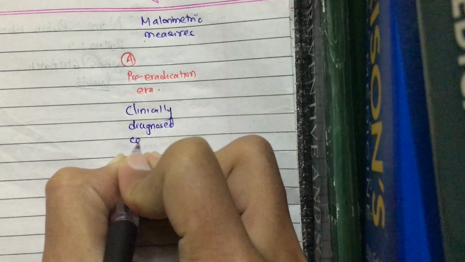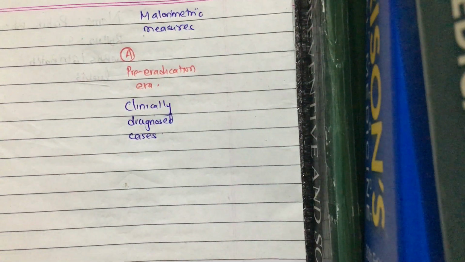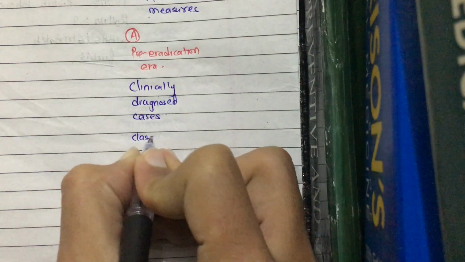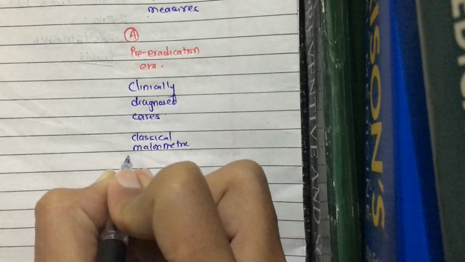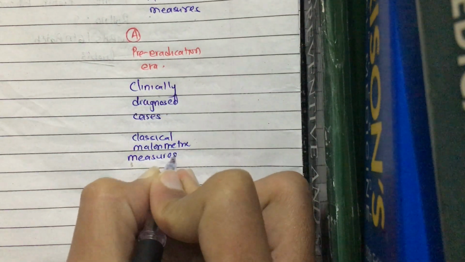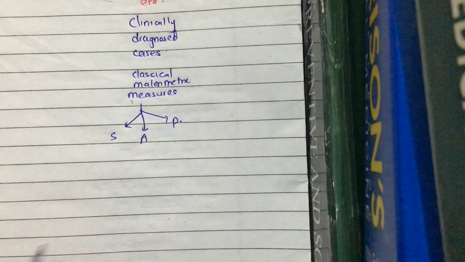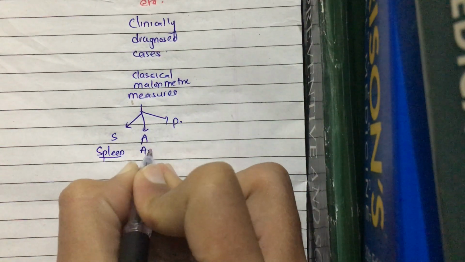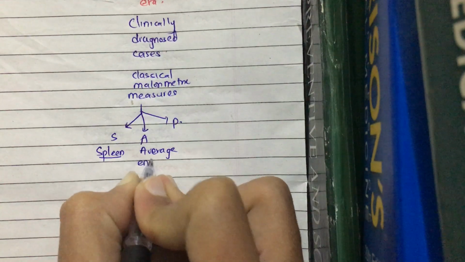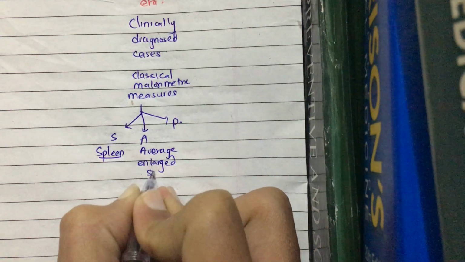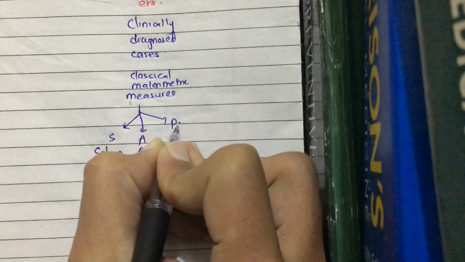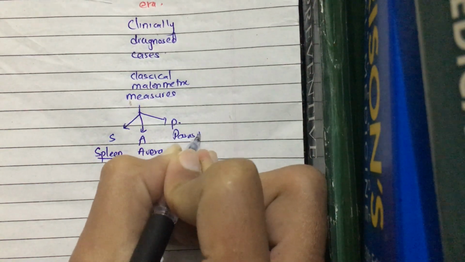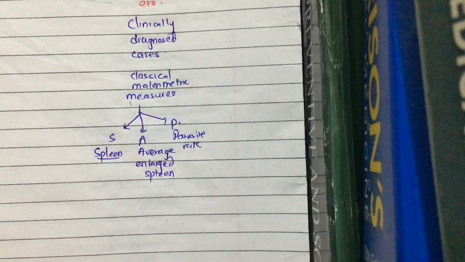cases. Okay, in the pre-eradication era, three classical malariometric measures were used. They were SAP. That means S for spleen rate, A for average enlarged spleen, and P for parasite rate.